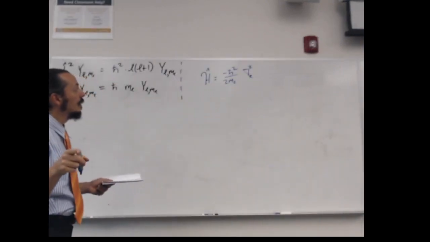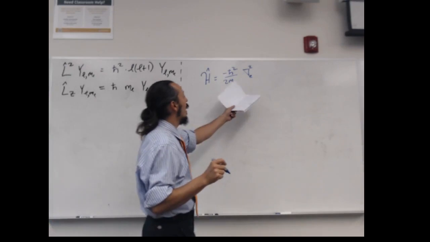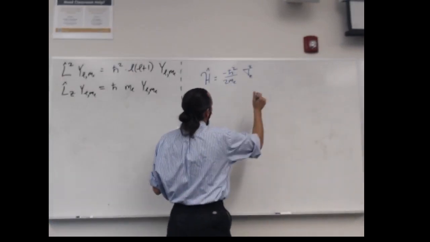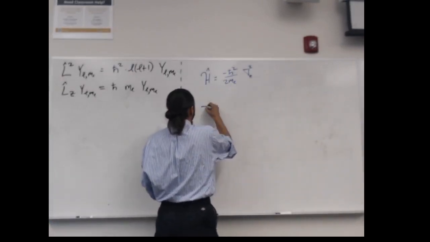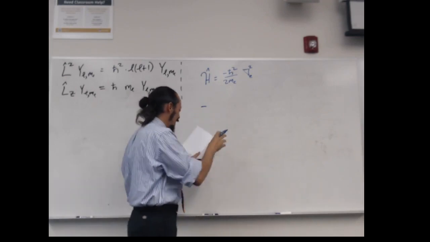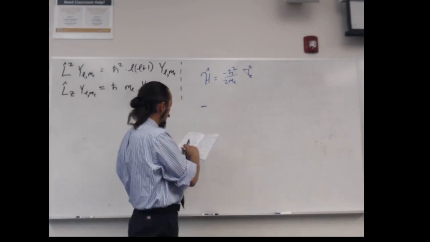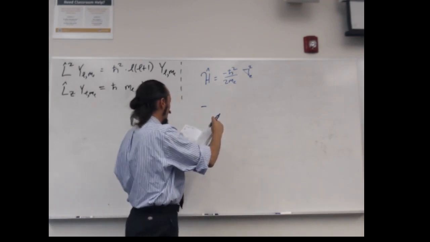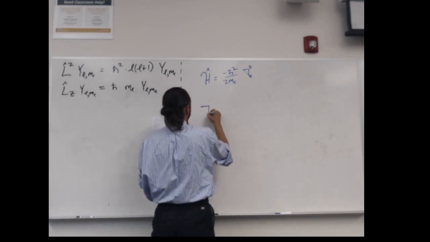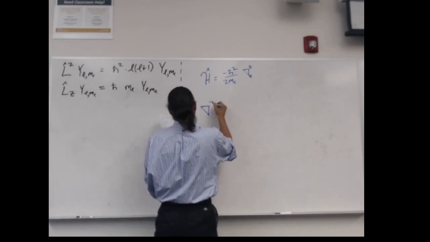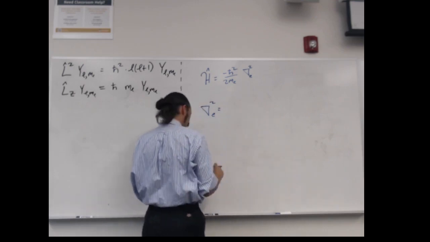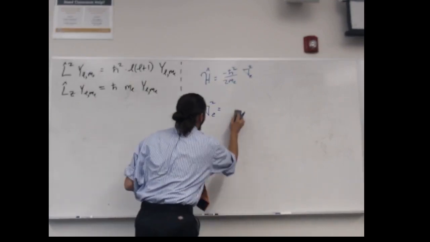Question? Could you explain what that symbol is? Oh yeah, this is del squared. This is the Laplacian. I'll write it down here. The long version, okay, I'll just write it now. Del squared for an electron. I'm going to need more space.